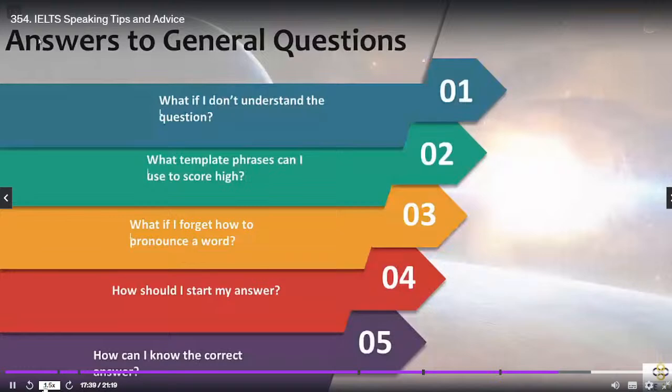What template phrases can I use to score high? There are no template phrases you can use, okay? Examiners recognize templates. They recognize it. It sounds prepared, and they don't like it. I'm telling you, they do not like it.